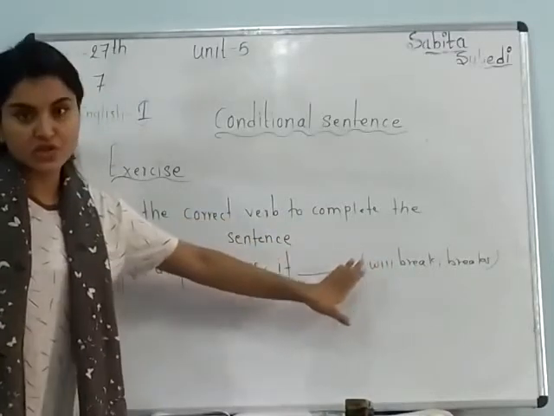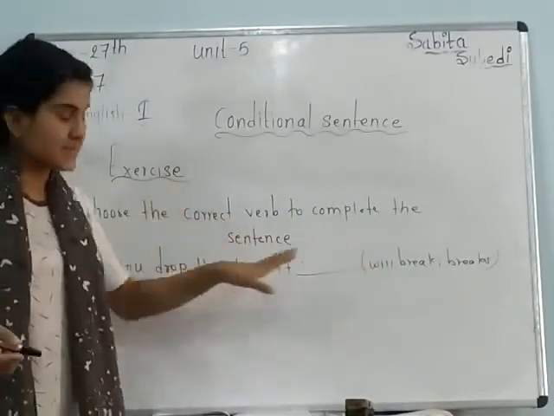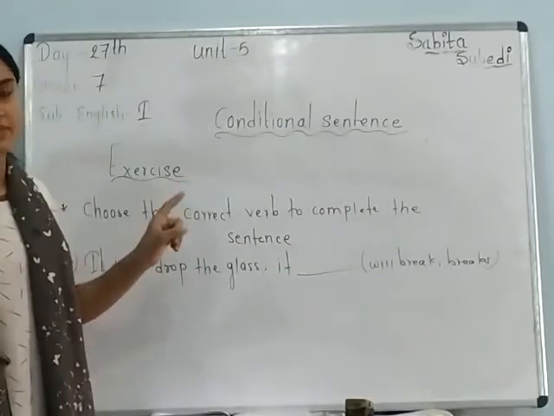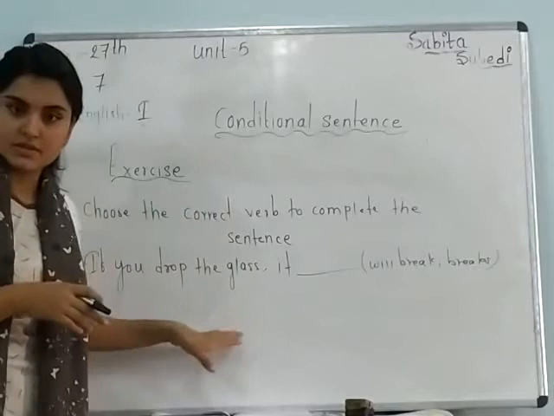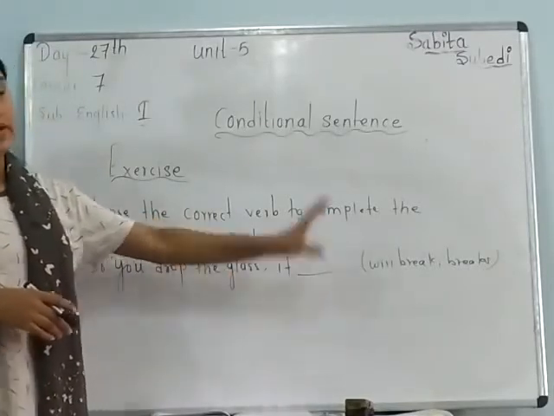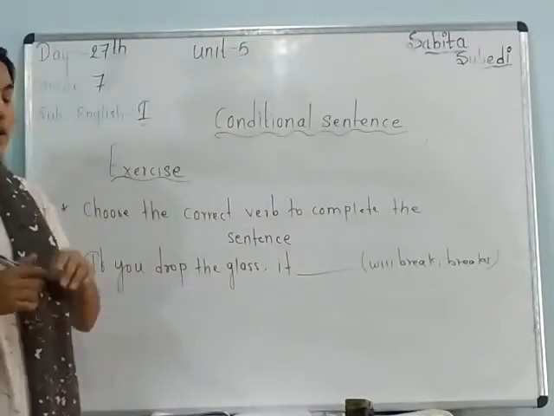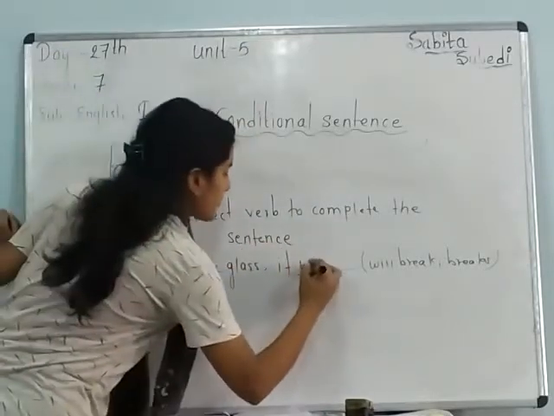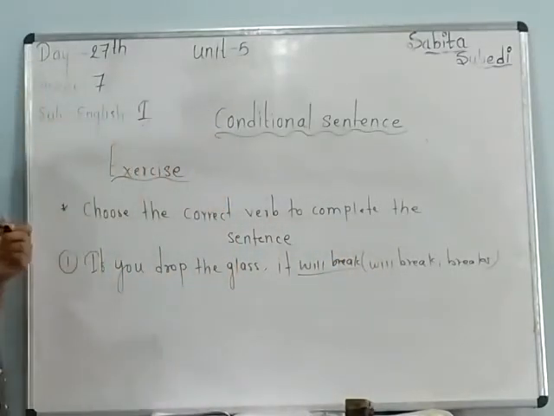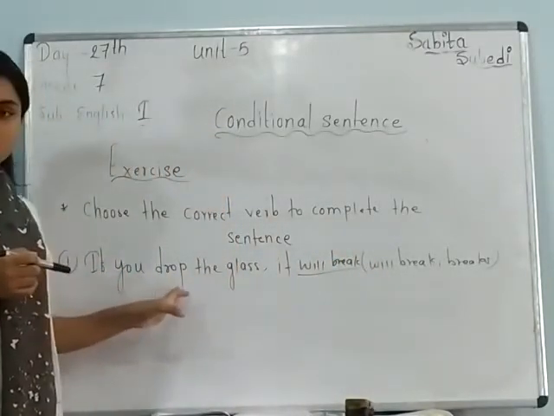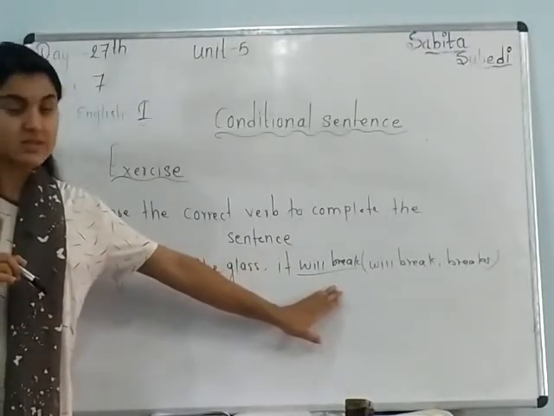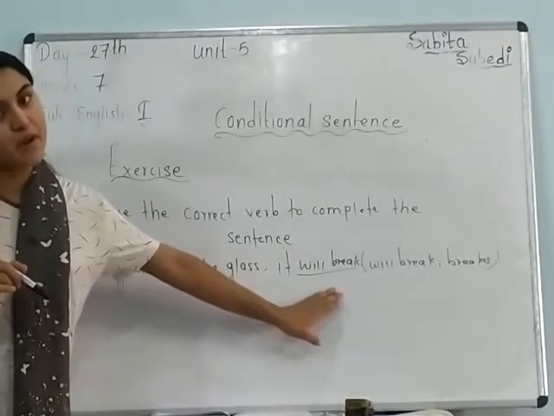This is not a habitual action. This is not a universal truth. This is not a scientific truth. That's why we do not write type 0. Conditional type 0 doesn't match here. So now, which part? Simple present. Conditional type 1. So we have to write here it will break. Understood?